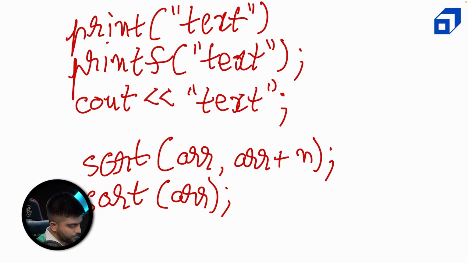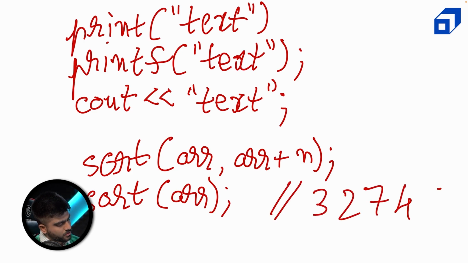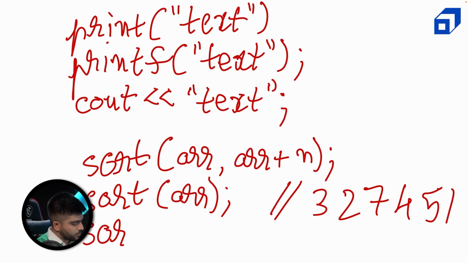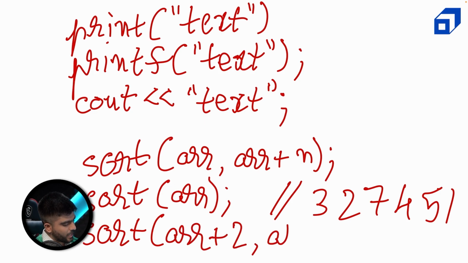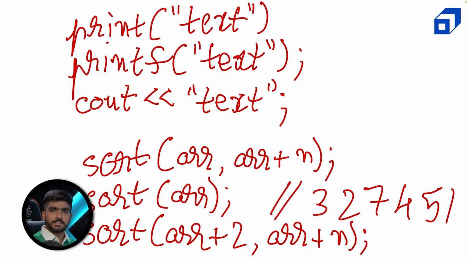Let's take an example, okay? Let me just scribble some random numbers. So for example, if I'm using the sort function in this particular way, I'm using arr plus 2 as the starting pointer. Now, what this statement will do is pick up the data structure from the second index and then sort it till the end. Here, n is the number of elements in the data structure. So it will just sort this portion of the data structure for me.